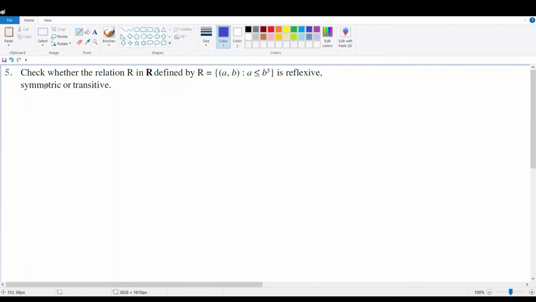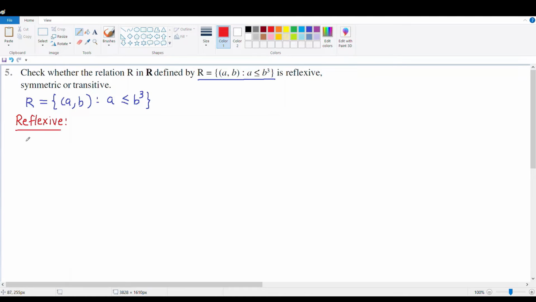Question 5. Check whether the relation R in the real numbers defined by R equals {(a, b) : a is less than or equal to b cube} is reflexive, symmetric or transitive. So we need to check whether it's going to be reflexive, symmetric or transitive, and this is the relation you are given. R is equal to (a, b), where a is less than or equal to b cube. And we need to check for reflexive, symmetric and transitive. So let's start with reflexive.